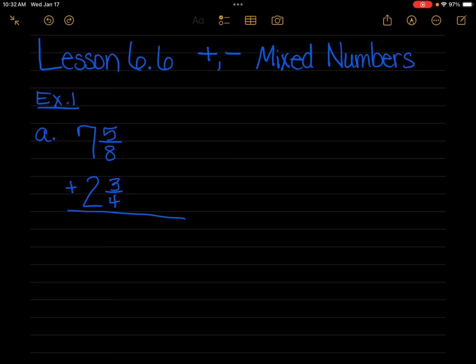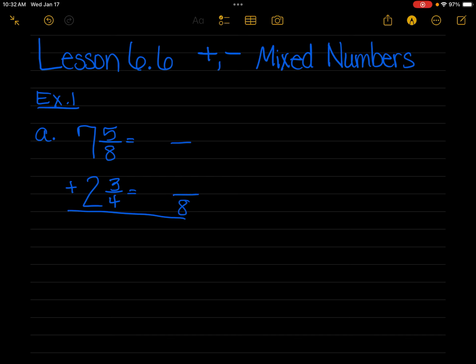Our like denominators. So I have an 8 and a 4, and I need to find the common denominator. So this lesson is not about finding common denominators, so I'm just going to go ahead and tell you what the common denominator is. But in the last lesson, and you could go back and watch it, we talk about finding the common denominators. So if you forgot how to do that, you can go back and do that. Okay, so the common denominator for these is going to be 8.